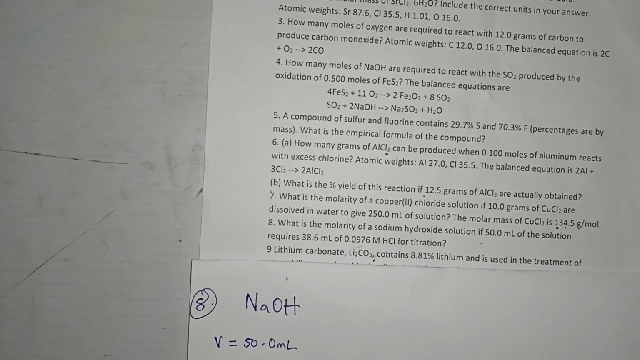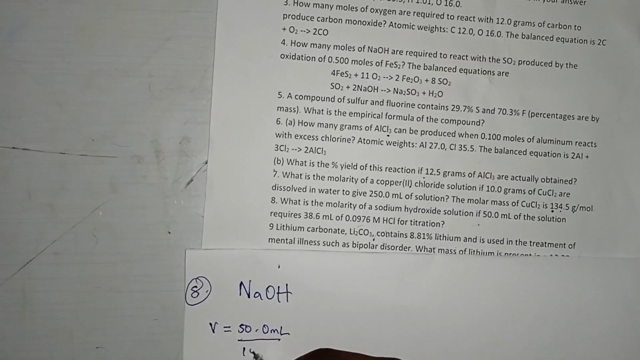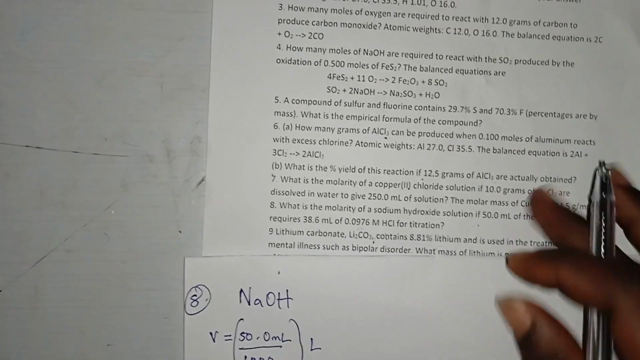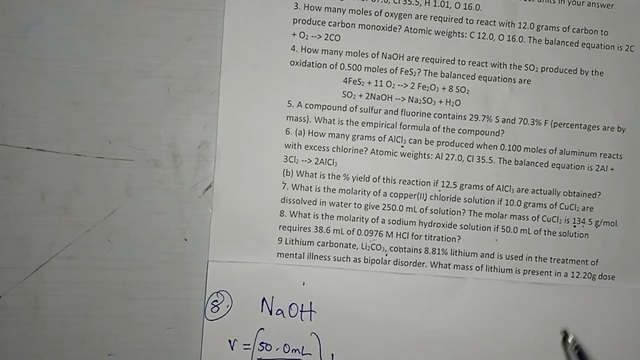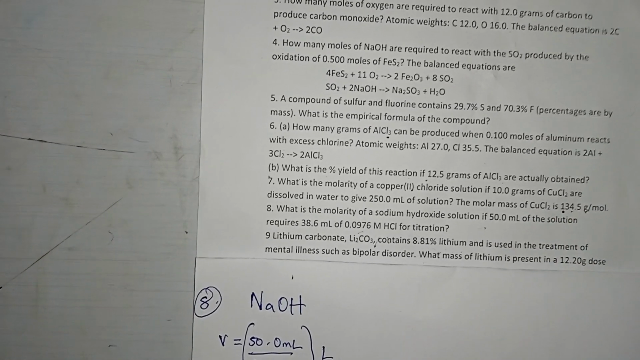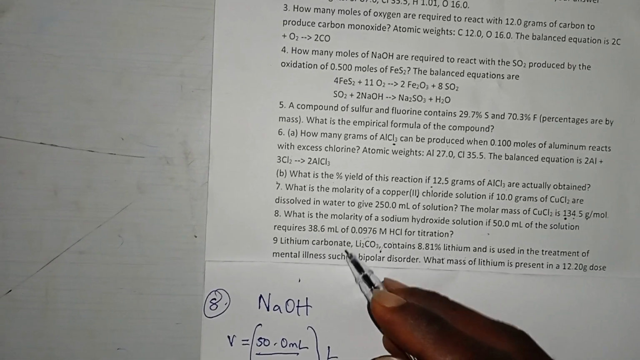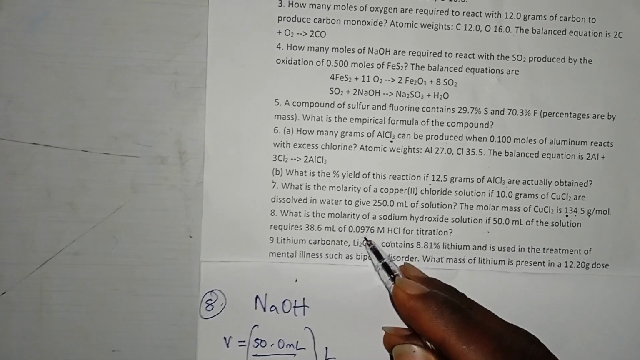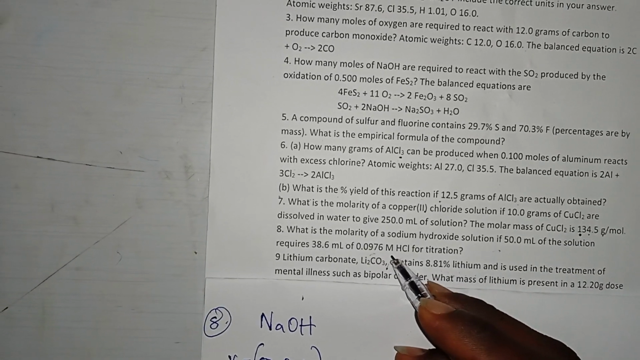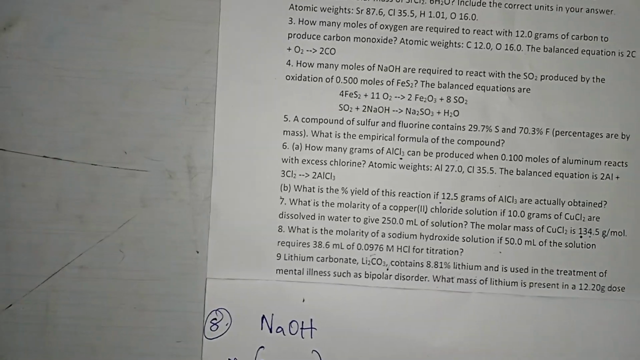And know that whenever you're doing anything in chemistry, always remember to convert this to liter. So divided by 1000, so that I can convert this to liter. Now, we are saying if 50.0 milliliter of the solution requires 38.6 milliliter of 0.0976 molarity of HCl for titration.